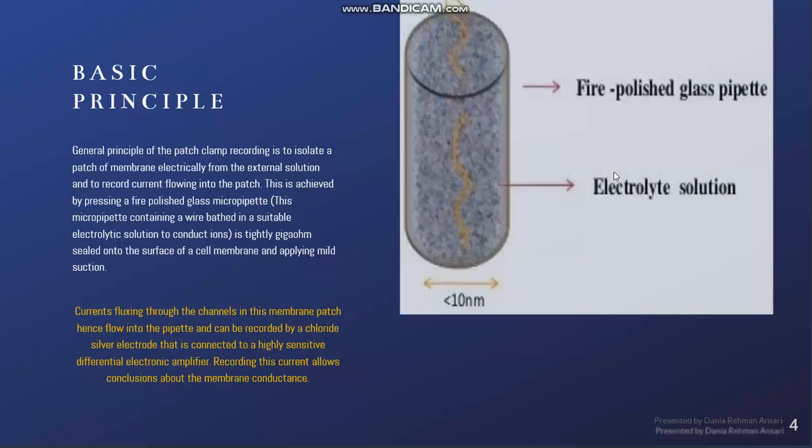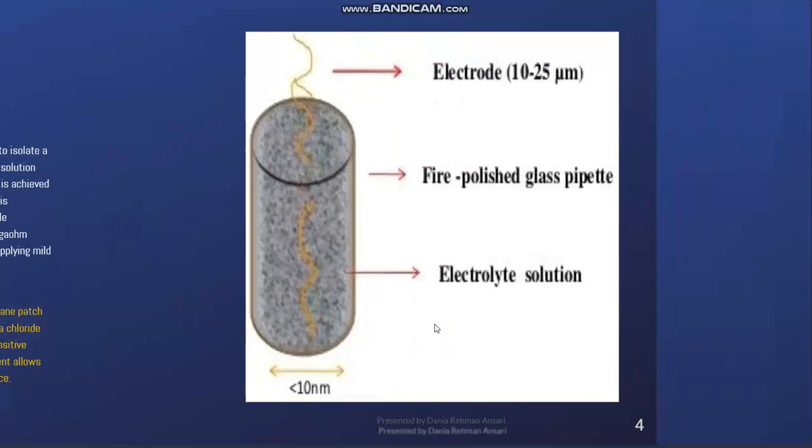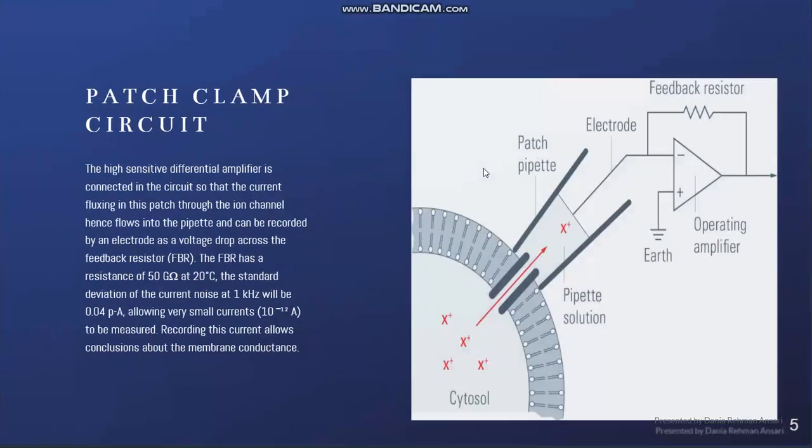How does it work? This is achieved by the electro micropipette, which contains the electrolytic solution and an electrode. By applying mild suction, they create a tight giga-ohm seal onto the cell surface. Current flowing through the channels in the membrane patch flows into the pipette and can be recorded by the electrode, which is connected to the amplifier. Recording these currents allows conclusions about the membrane conductance.